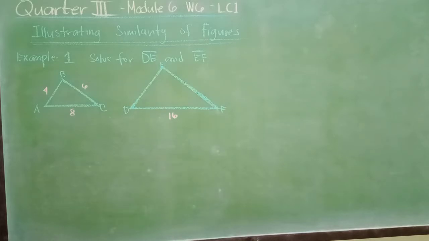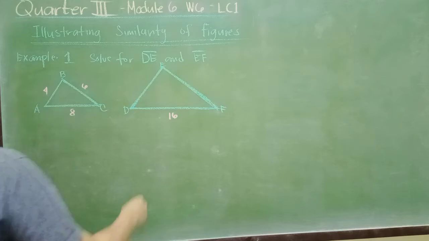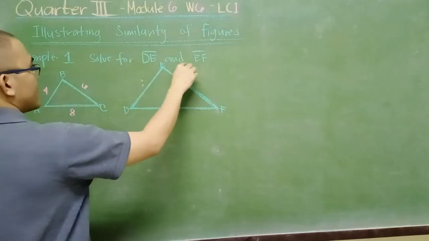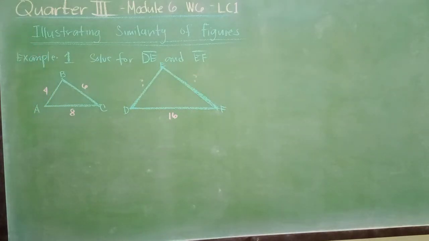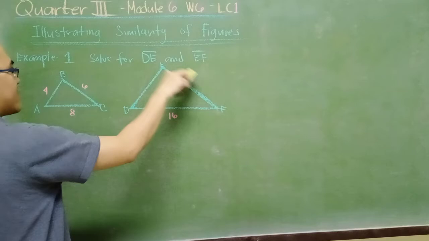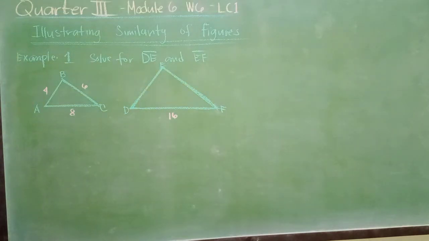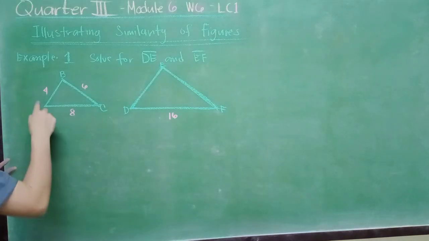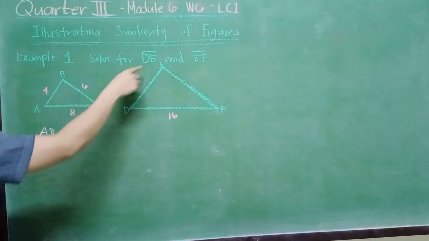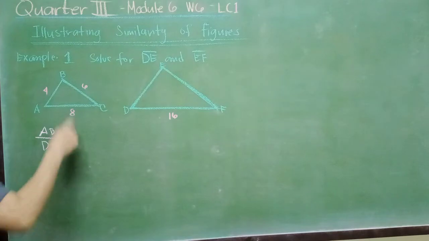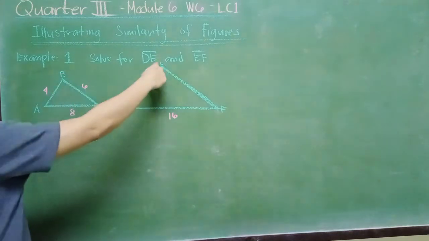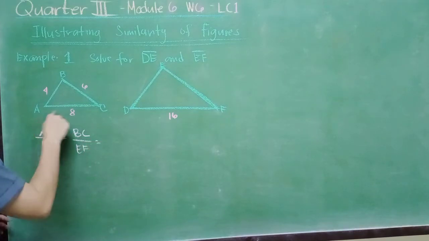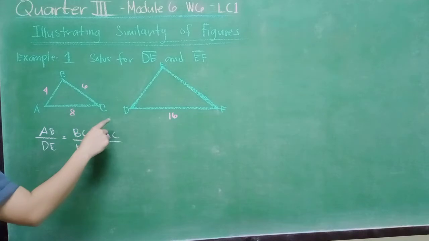Now, for example number 1, we are asked to find the actual length of side DE and side EF, because they have no values. So what are the possible values of those, or what will be the values of sides DE and EF? The first thing we will do is create proportions, like what we did earlier. So AB corresponds to DE. Then BC corresponds to EF. And then AC corresponds to DF.